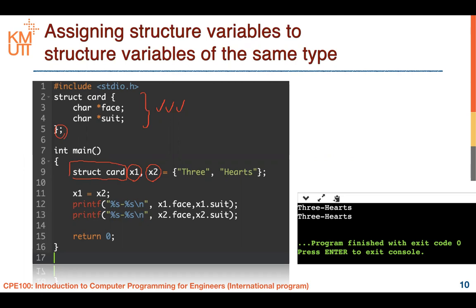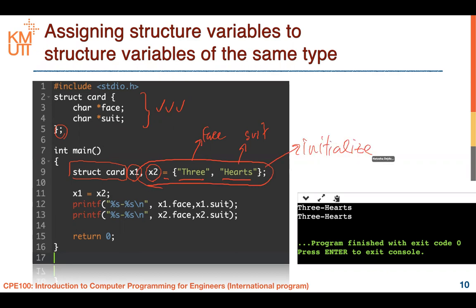And then if I want to assign variables, I want to let x2 be a playing card, the three of hearts. So I set my x2 equal to 3. This is a string, and heart is also a string. This one is face. This one is suit. When I define this, x2 is initialized. And then assigning a structure variable to another structure variable, this is the meaning of assigning structure variables. You can assign x2 to x1.